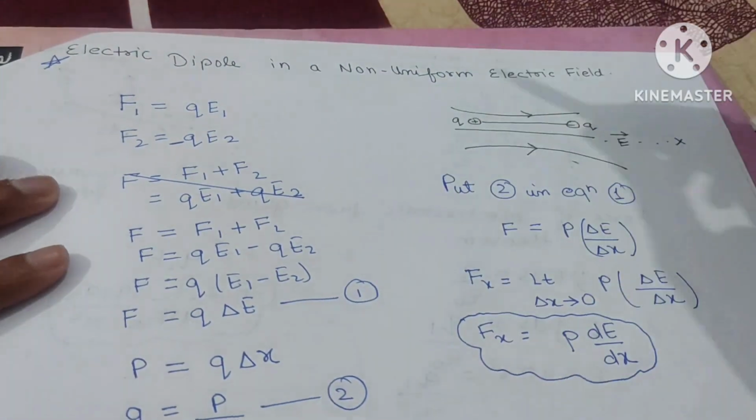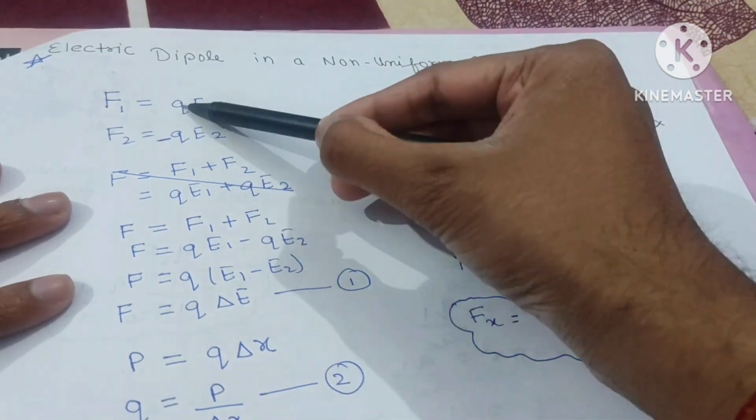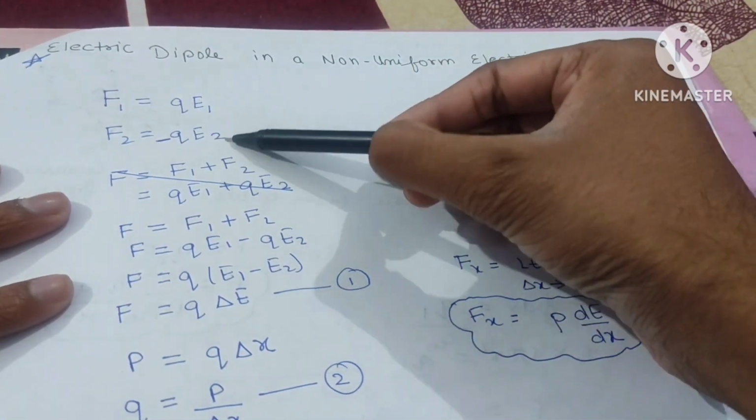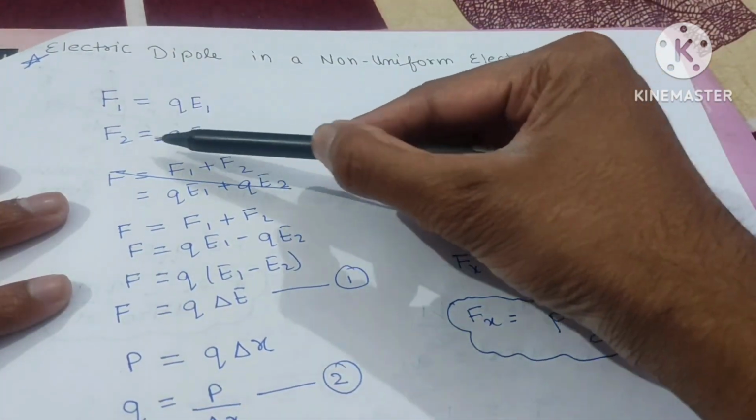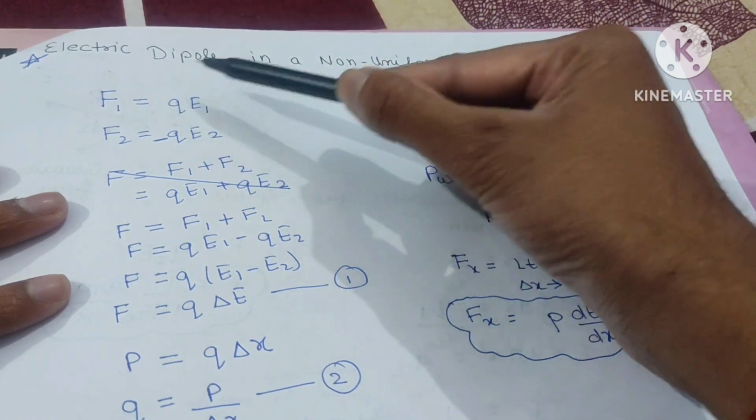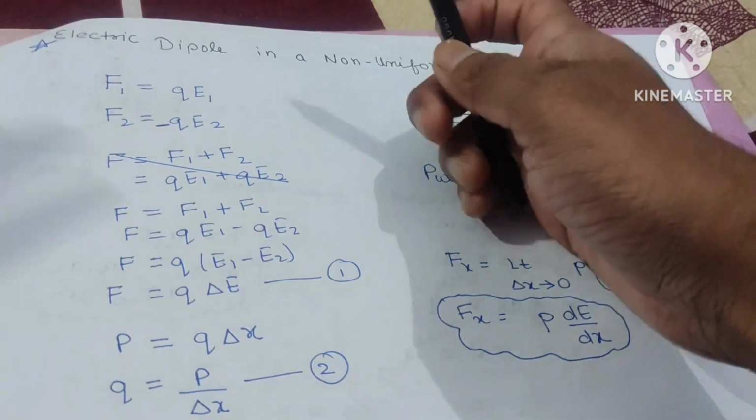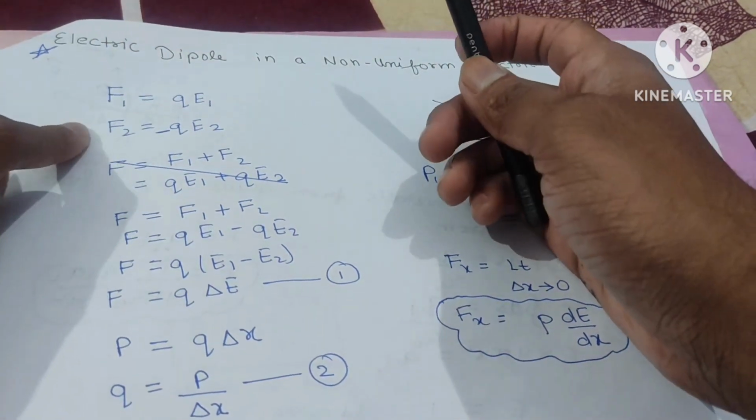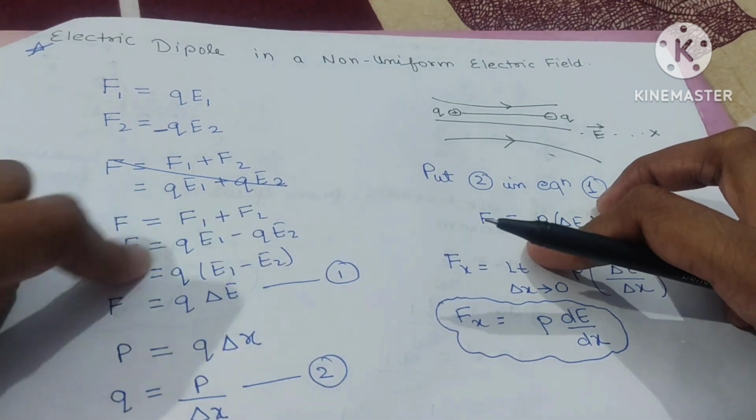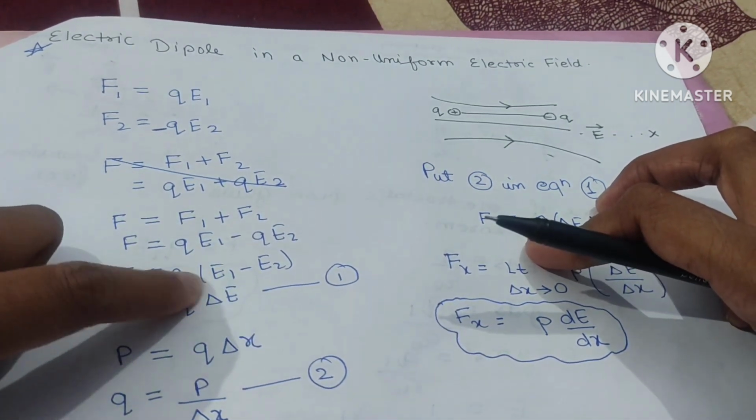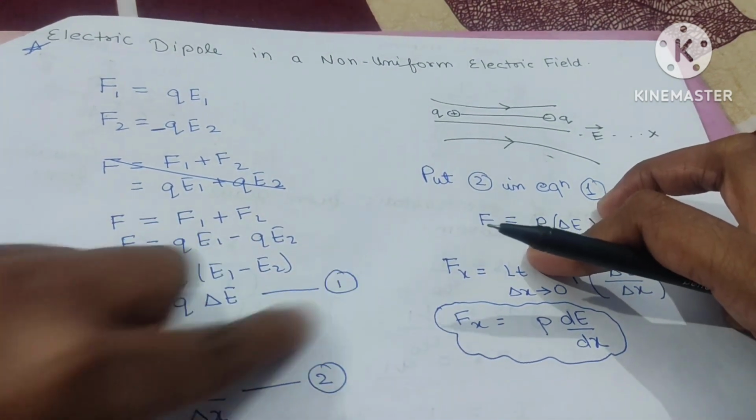Let's go. We know there are two charges, plus q and minus q. So take the forces F1 and F2, that is qE1 and minus qE2. There is no common term like qE here because one is minus q, one is plus q, and the fields are E1 and E2. So F1 will be this and F2 will be this. We'll add both forces: F is equal to q(E1 minus E2), and we'll take E1 minus E2 as delta E. This will be equation 1.